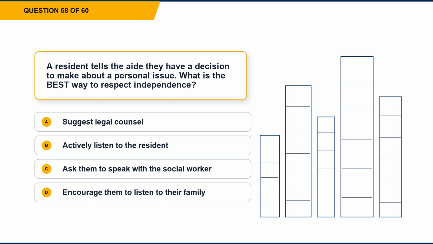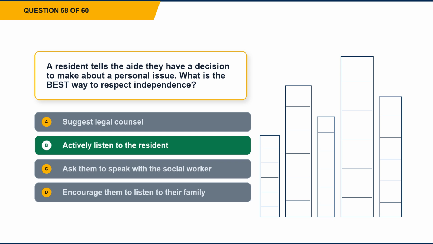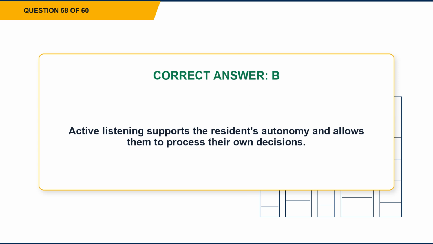Question 58. A resident tells the aide they have a decision to make about a personal issue. What is the best way to respect independence? Option A, suggest legal counsel. Option B, actively listen to the resident. Option C, ask them to speak with the social worker. Option D, encourage them to listen to their family. The correct answer is option B, actively listen to the resident. Explanation: active listening supports the resident's autonomy and allows them to process their own decisions.